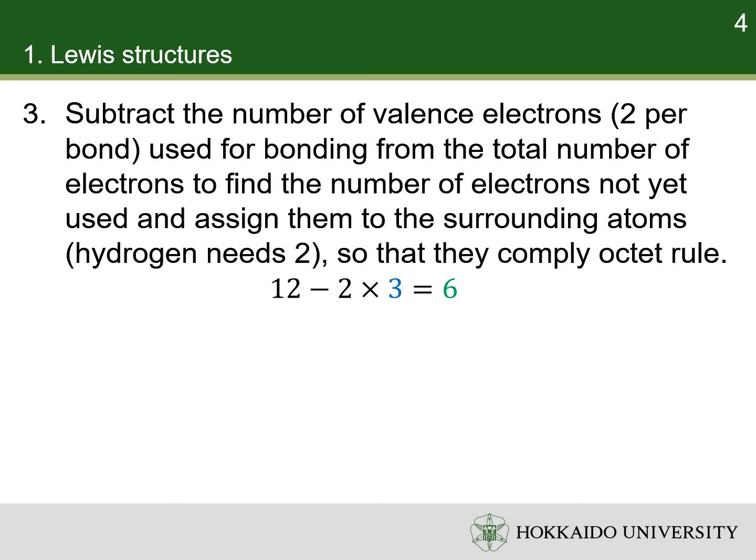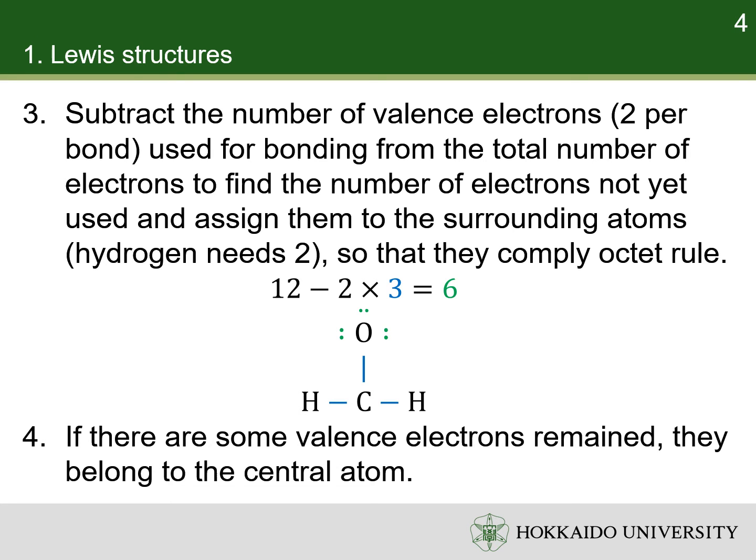In formaldehyde, 6 electrons are used in the bonds. There are 6 electrons left. Both hydrogen atoms have got 2 electrons in their valence shells from the bonds, so all the 6 remaining electrons are assigned to the oxygen atom. Now, the oxygen atom has 8 electrons in its valence shell. Fourth, if there are still some valence electrons left, they belong to the central atom. In formaldehyde, there are no remaining valence electrons, so we don't need to do this step.